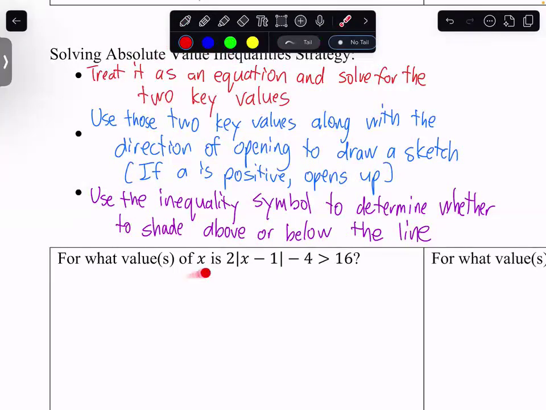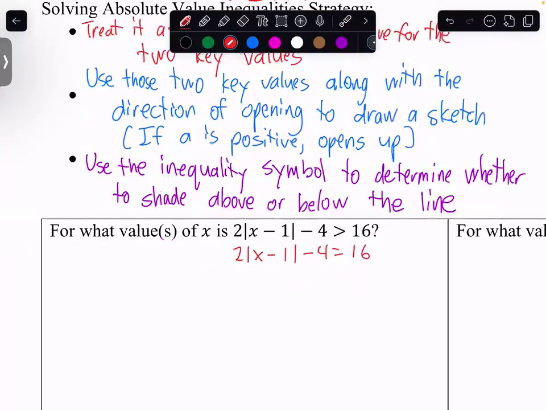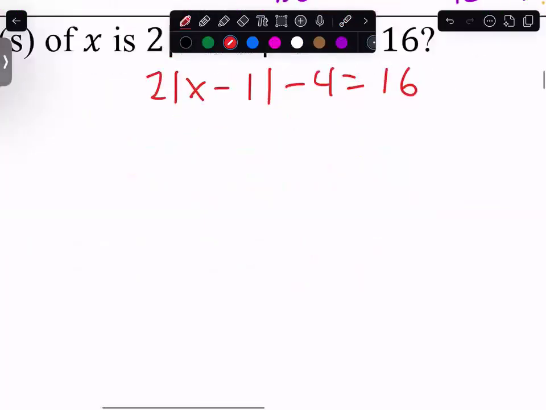Looking at the left problem: for what value or values of x is 2 absolute value of x minus 1, minus 4, greater than 16? Step one, we temporarily pretend that instead of the inequality symbol, it was just an equal sign. So just copy everything down, but replace the symbol with an equal sign. Now it's exactly like the problems from yesterday.